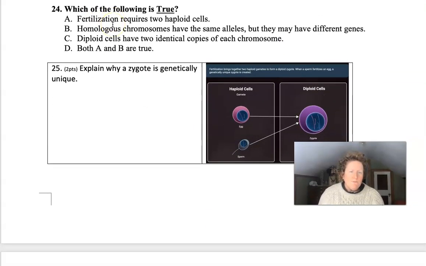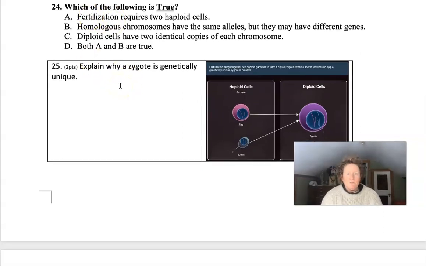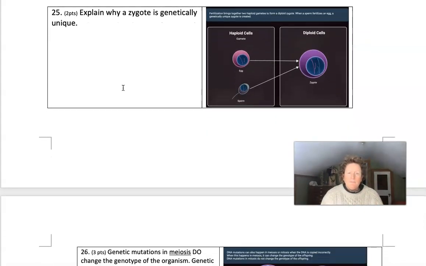So, which of the following is true? We clicked on A. Explain why a zygote is genetically unique. It's got genetically unique chromosomes. It's gone through two processes of splitting those chromosomes randomly.